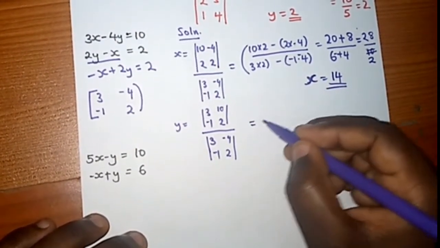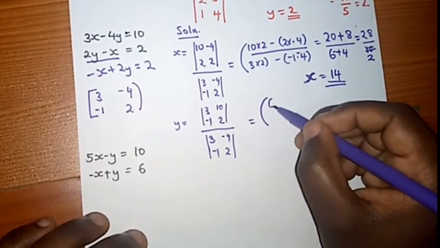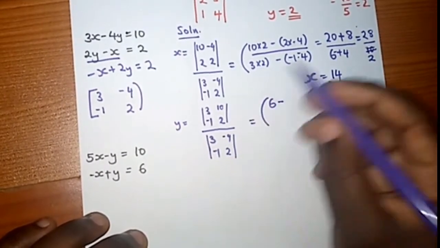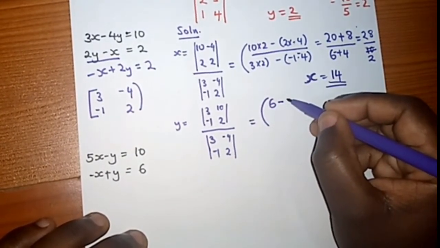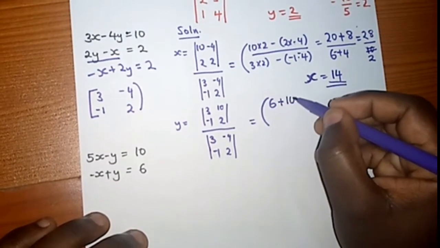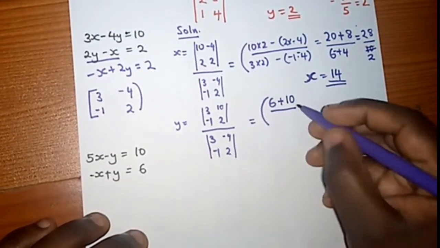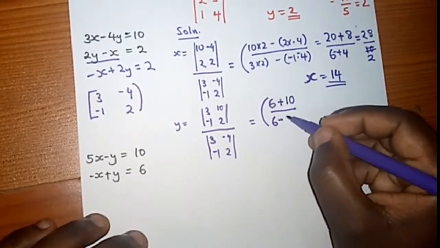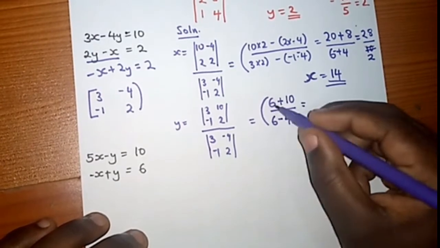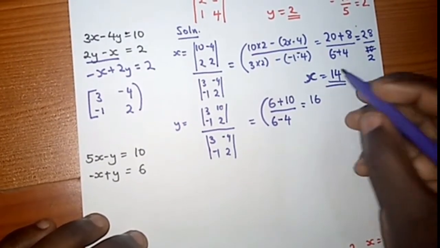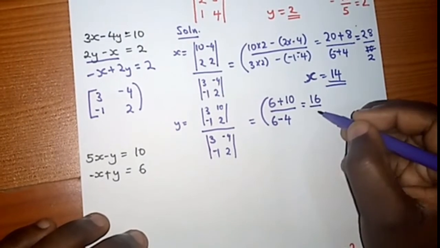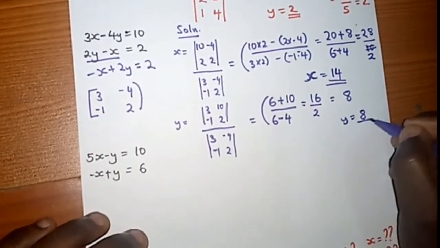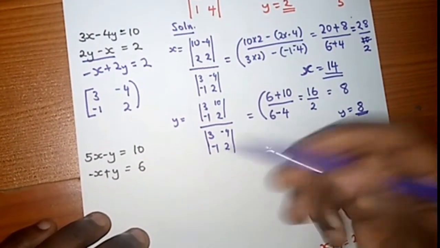Then if you go to y, it's the same as saying 3 times 2, which is 6, minus 10, minus negative 1 times 10, which becomes plus 10, out of 3 times 2, which is 6, minus negative 1 times negative 4, so it's supposed to be minus 4. So 6 plus 10, I get 16, out of 6 minus 4, I get 2, which is 8. So the value of y equals 8. Yes, I just use Cramer's rule.